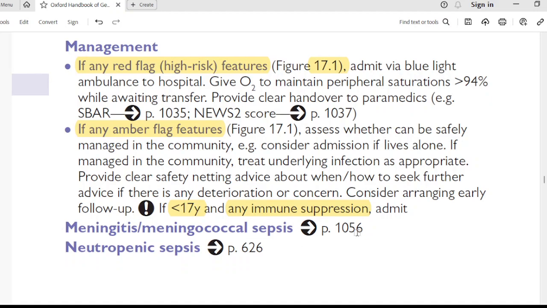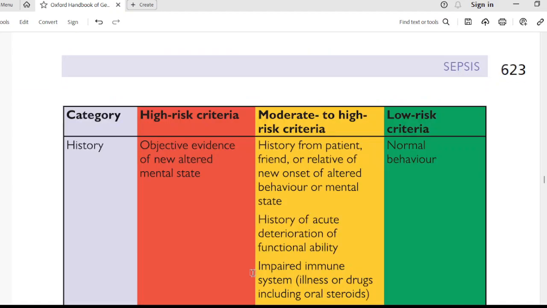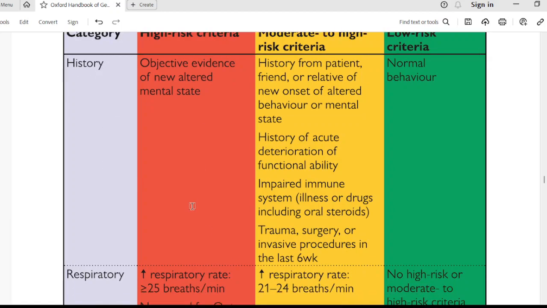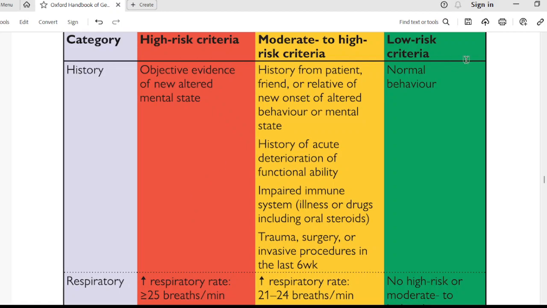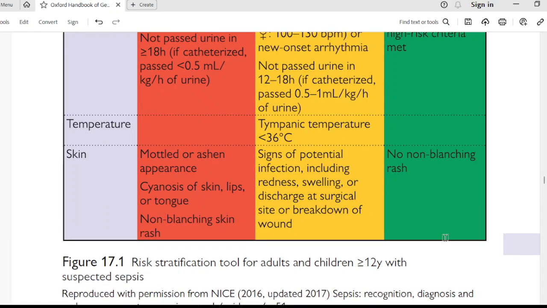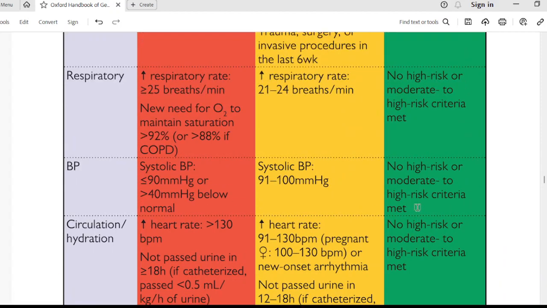Meningitis, meningococcal sepsis, page 1056, neutropenic sepsis, page 626. So these are the criteria. Category in the history: high risk criteria, moderate to high risk criteria, low risk criteria. So we will start from the green, not the red flags. Risk stratification tool for adults and children more than 12 years with suspected sepsis. This is a sepsis tool, not a fever tool. This is for adults and children more than 12 years.